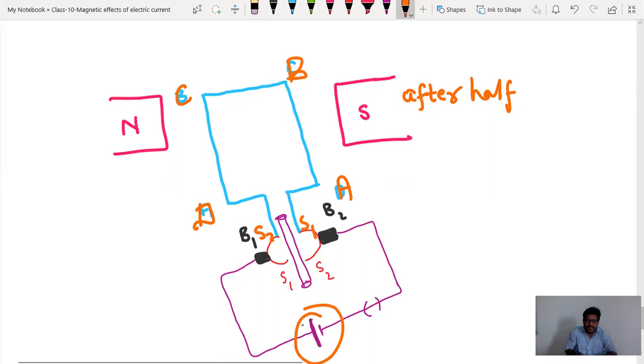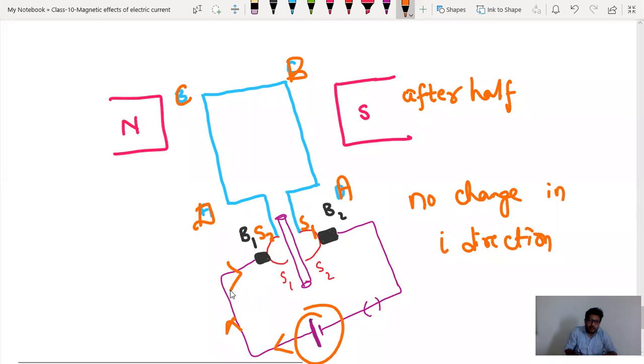Are we changing any direction of current? There is no change in current direction. So current is going like this only, same direction. Now current is moving through CD. What is the magnetic field? Magnetic field is in this direction. Current is in this direction. What about the magnet? This is magnetic field B. This is current I. What about the force? That will be downward direction.